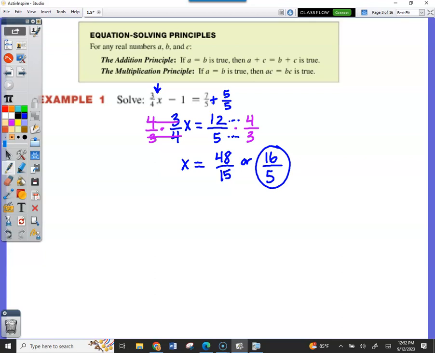So that's solving an equation that is ugly because of the fractions, but it falls on the basic principles of solving that you already know.